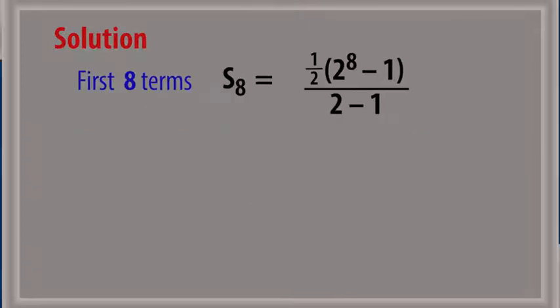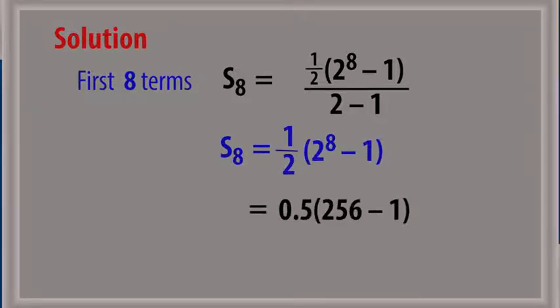So we have S8 is equal to half times 2 raised to the power 8 minus 1, divided by 2 minus 1. So we have 1 over 2 times 256 minus 1. And that will give us 1 over 2 times 255. And so that is equal to 127.5. Therefore, the sum of the first 8 terms is 127.5.